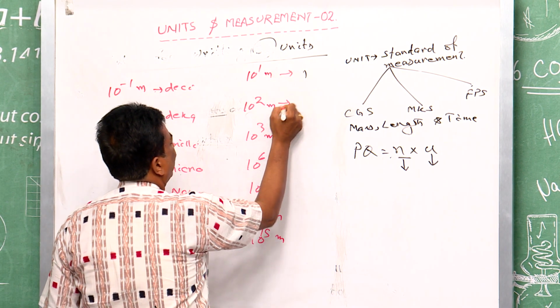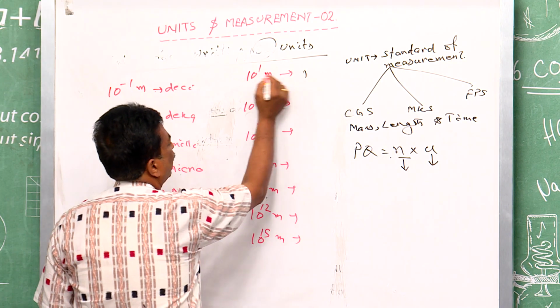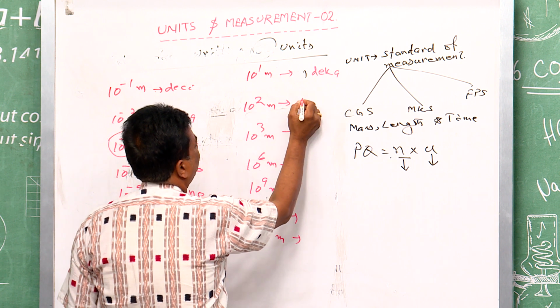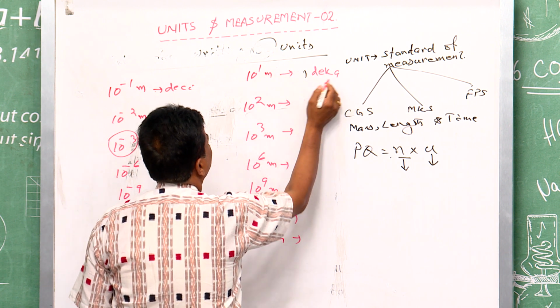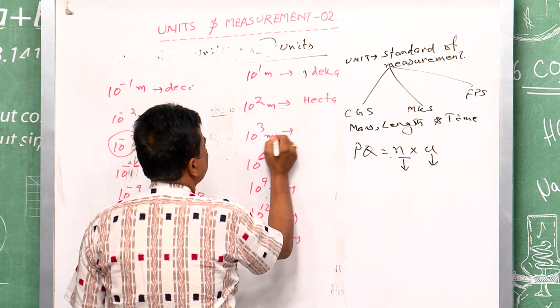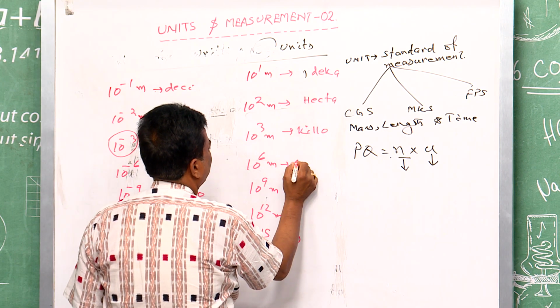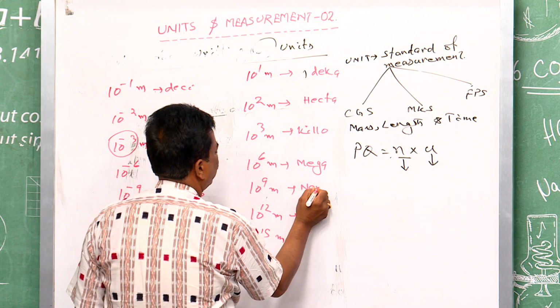Similarly for this one: 10 to the power of 1, 10 to the power of 2, 3, 6, 9, 12, 15. 10 to the power of 1 is the deca. 10 to the power of minus 1 is deci. This is the deca. This is for the hecta. This is for the kilo. This is for the mega. And this is for the nano.